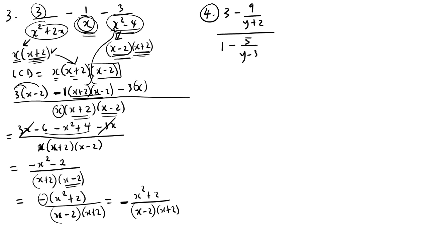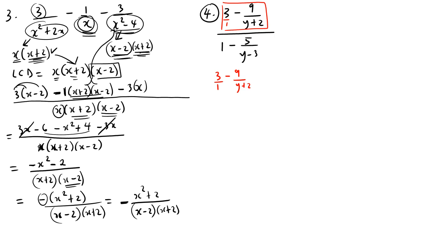Now I'm going to work from the denominators first. So let's code that with red color. So let's work with the numerator. That's going to be 3 minus 9 over y plus 2. But then what I can do is introduce over 1 for the 3 so that they both look like fractions. I'm working with the top first.